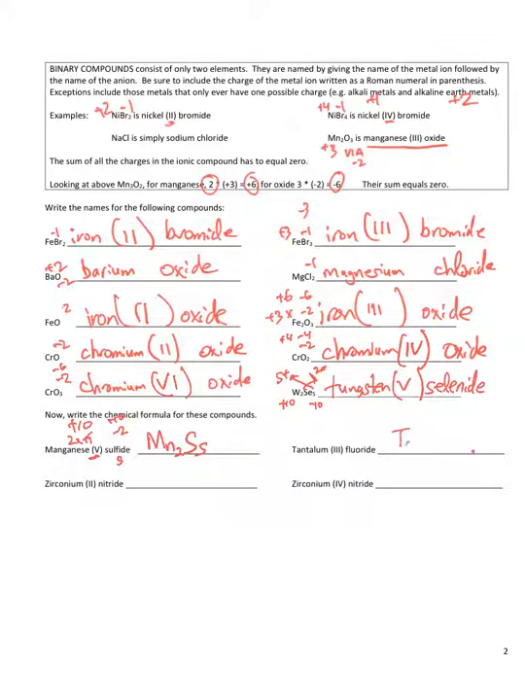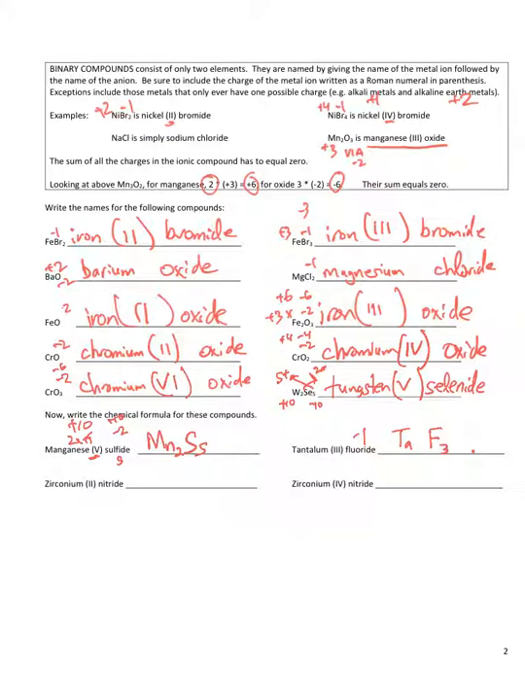Tantalum 3 fluoride. Tantalum is Ta. Fluoride comes from fluorine, which is F. We're told the charge on the tantalum is +3. What's the charge on fluoride? Fluoride is a halogen. When it makes an ion, it gets a -1 charge. So to make this electrically neutral, we need 3 fluorides, TaF3.